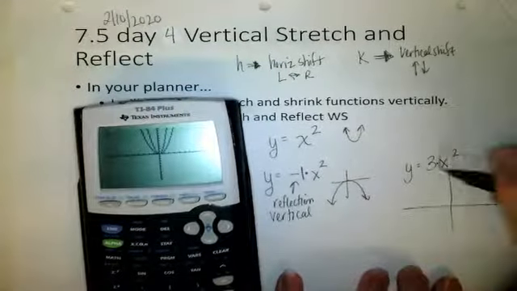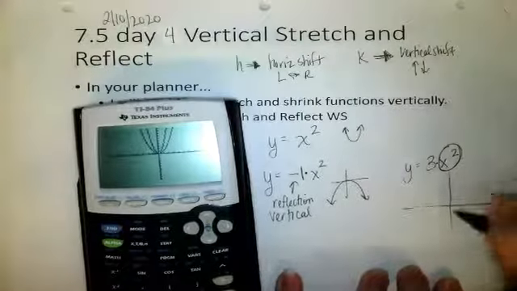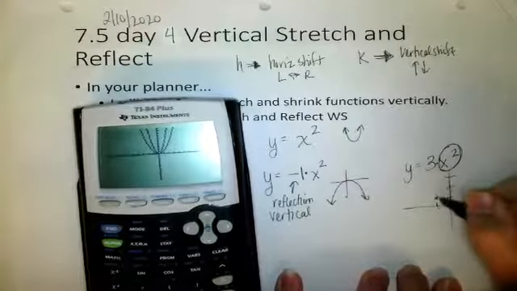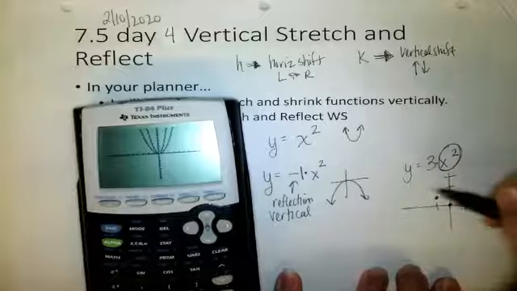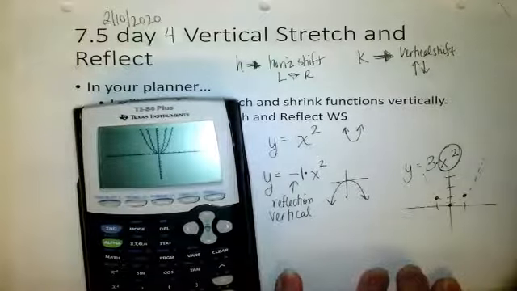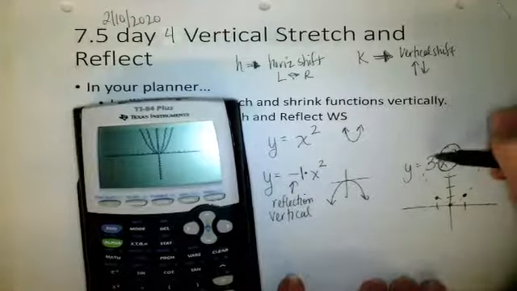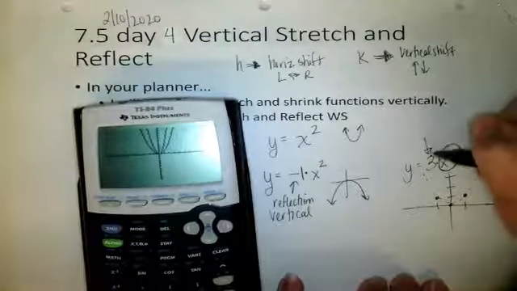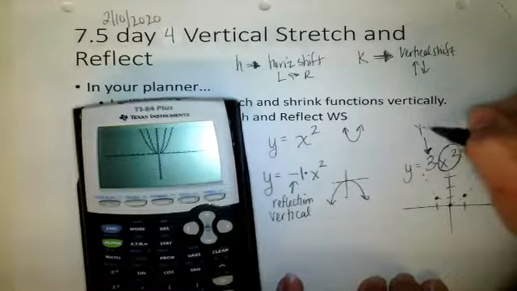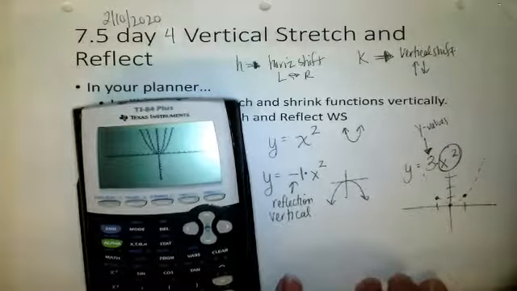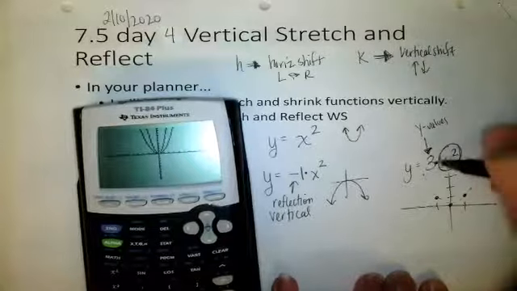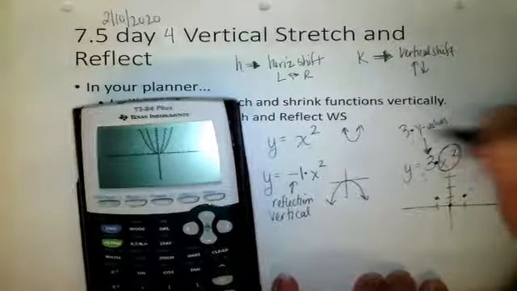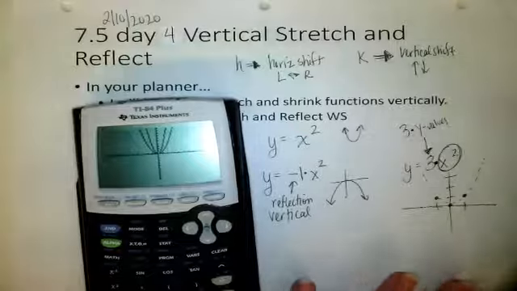So let me talk about what's actually happening. We're taking our x squared graph, our parent graph, which we know went through negative 1, 1, 0, 0, and 1, 1. Those were the three main points for that x squared graph. Well, this 3 is what I would call on the outside of the function. And because it's on the outside, anything on the outside is going to affect the y values. This is literally saying 3 times my y values, 3 times the function values.